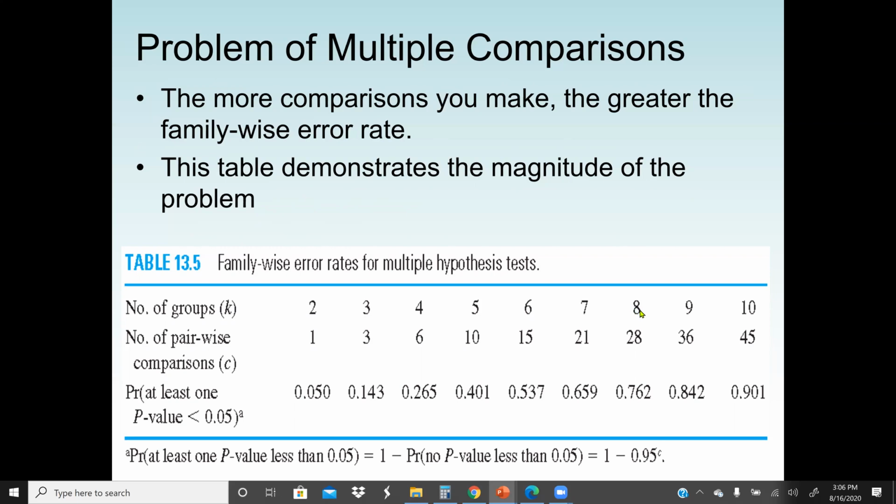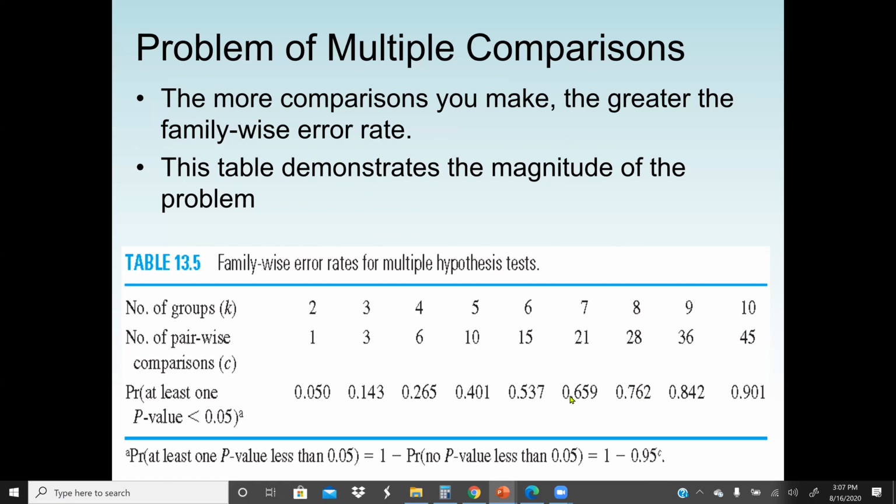The number of comparisons will be 8. I mean, the pairwise comparisons will be 28. We have 8 groups, so 28. Now, if it's 28, the first probability will be 1 minus 0.05 to the power, again, 8. The answer you get is what we have here, 0.762. Now, subtract 0.762 from 1, which will be the probability of rejecting H0.